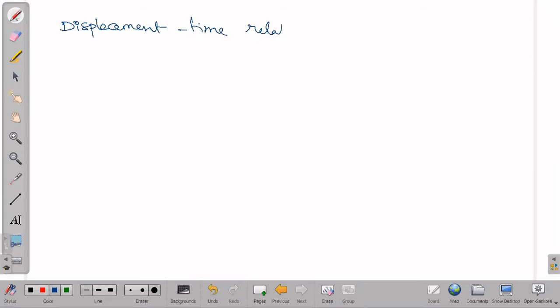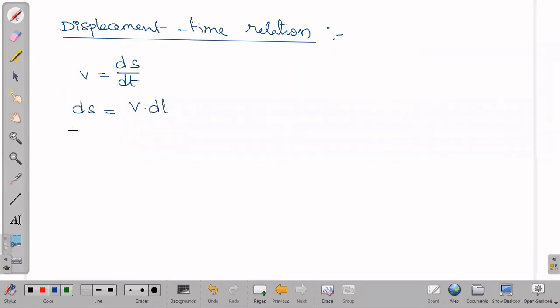Now for this, displacement, we will represent it with s, right? So here, if we go with the displacement as s, we have velocity as the rate of change of displacement, ds by dt, right? Now from here, if I write an expression for ds, what do we get? ds is equal to v into dt. Simply the same as the previous method.